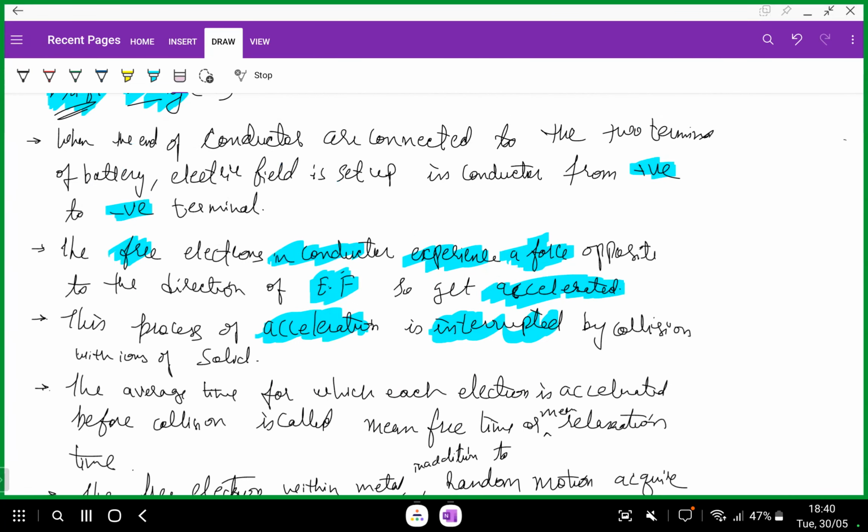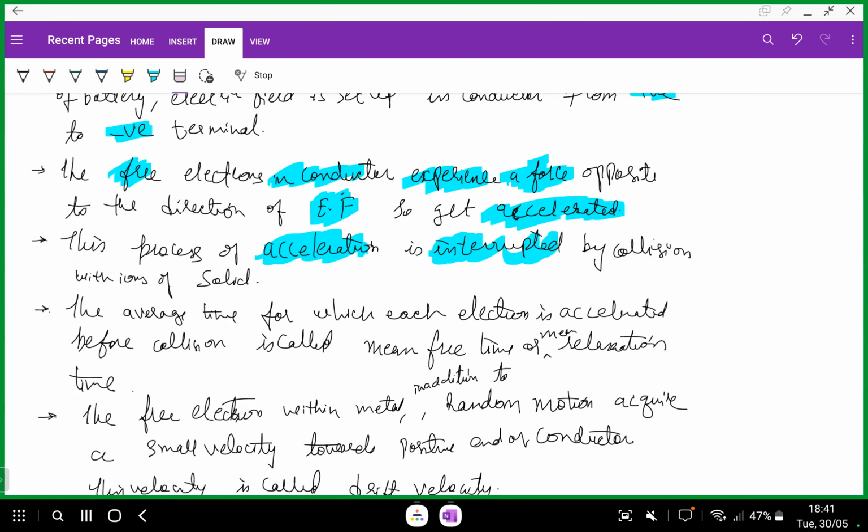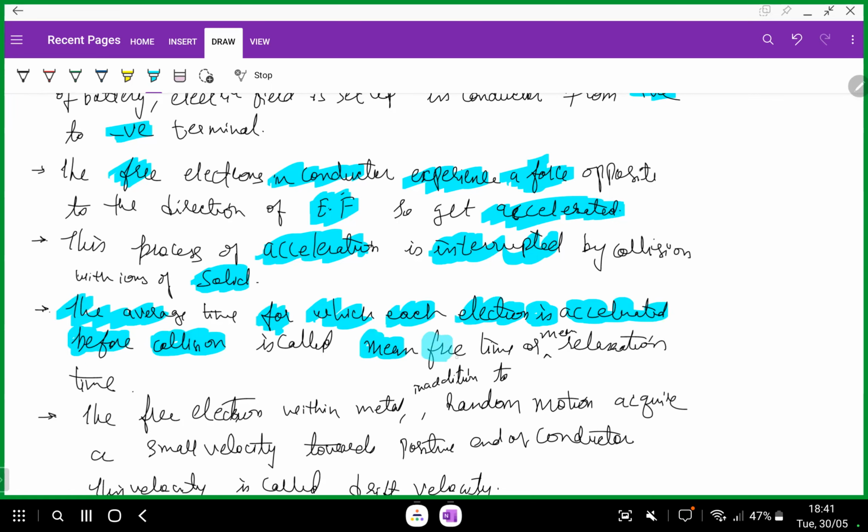Okay. So free electrons in a conductor experience a force opposite to the direction of electric fields, so they get accelerated. This process of acceleration is interrupted by collision with ions of a solid. So that is happening in solids, as I said before. The average time for which each electron is accelerated before collision is called mean free time. Or we can say average relaxation time. I have not mentioned that here, so maybe you can write that.